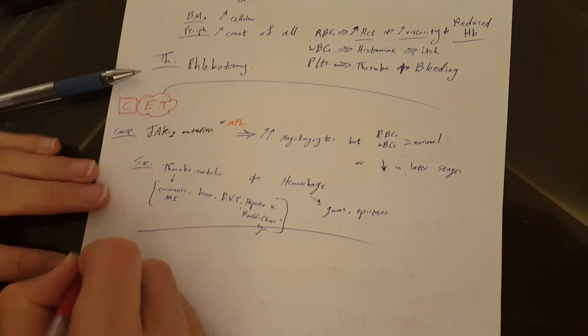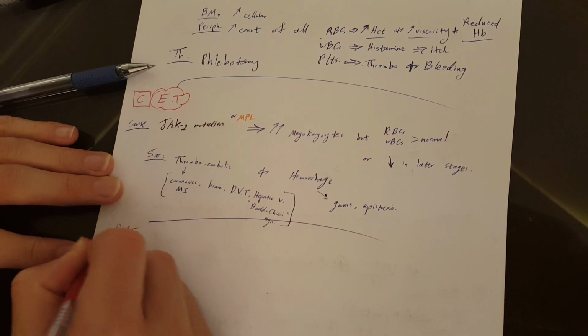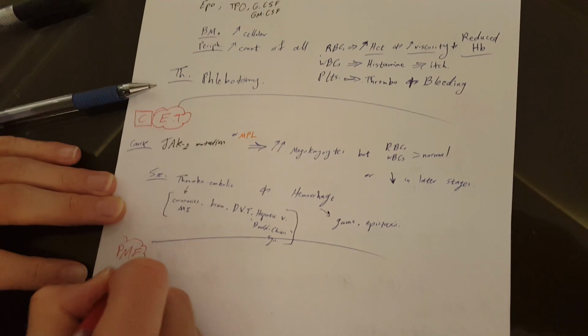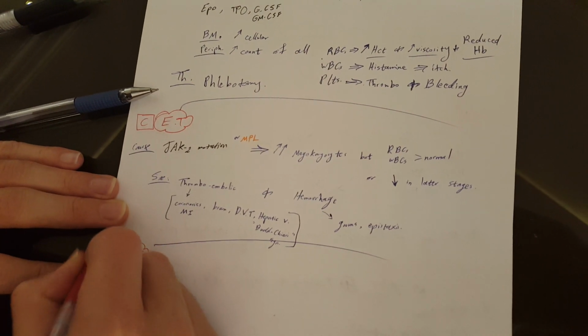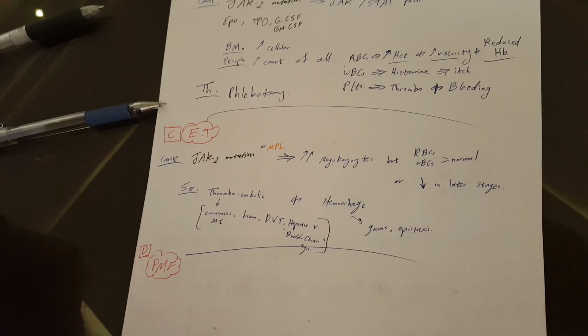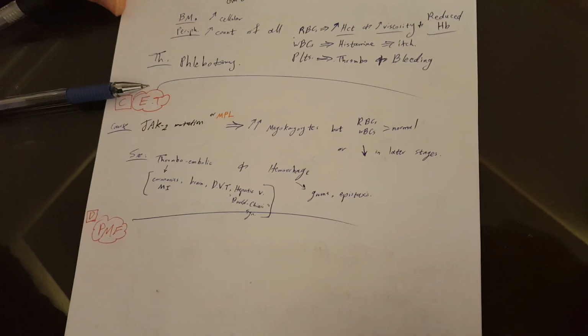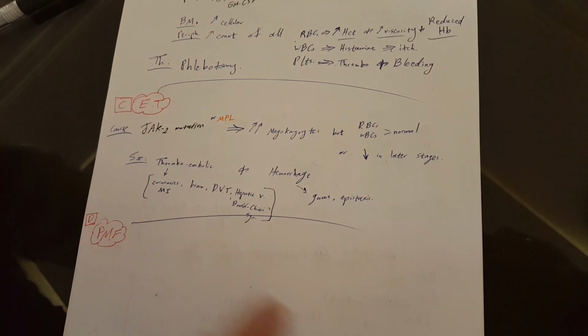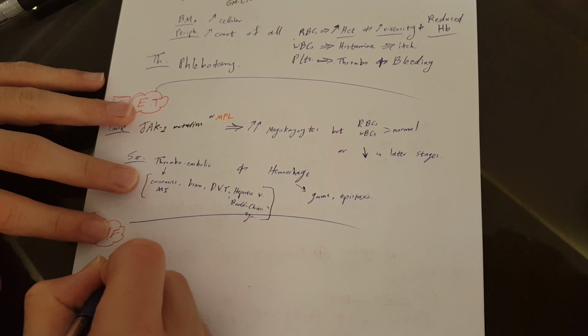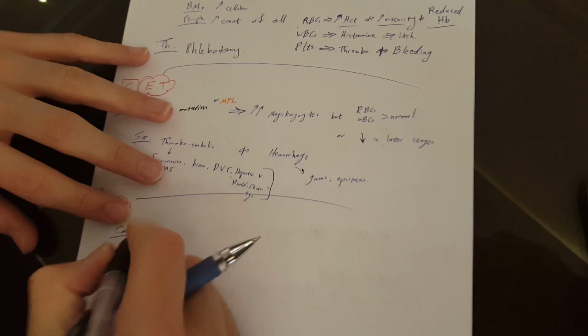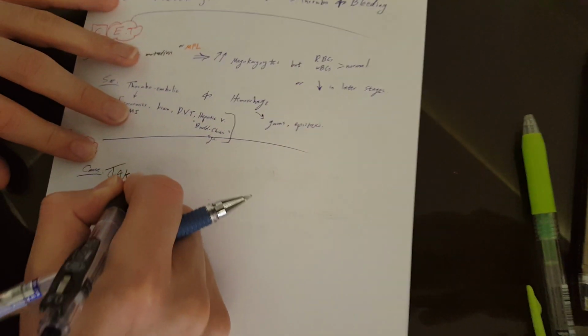So now let's talk about PMF. This is going to be number D. We said A, B, C, and this is D now. So in myelofibrosis, the cause is also the same thing. Yep, you expected it, a JAK2 mutation.